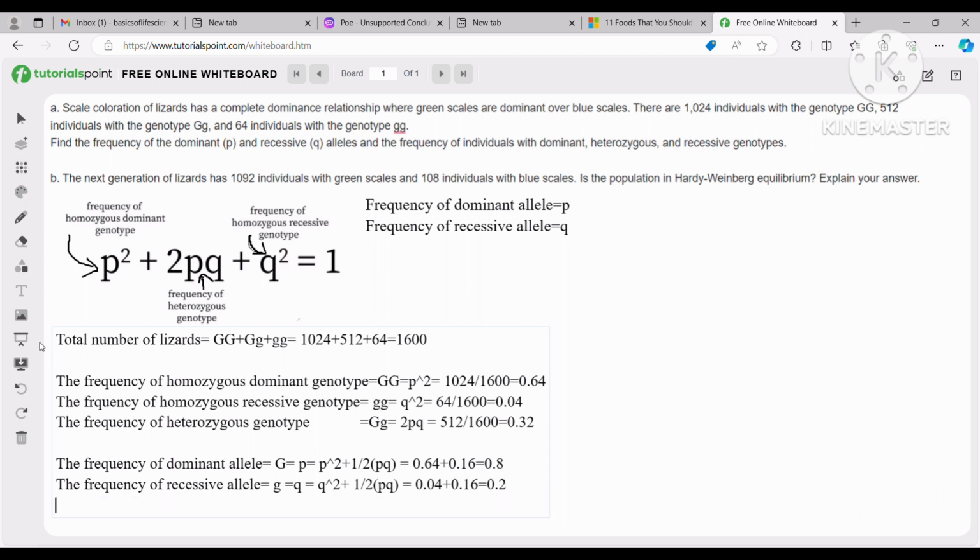If they have given the homozygous dominant, heterozygous, and homozygous recessive populations, you need to add up all the populations. Using this data, you can easily calculate the frequencies of the homozygous dominant, heterozygous, and homozygous recessive genotypes. Along with that, you can also calculate the frequency of the dominant allele and the frequency of the recessive allele. This is the way these problems are usually solved. So this is about the first one.